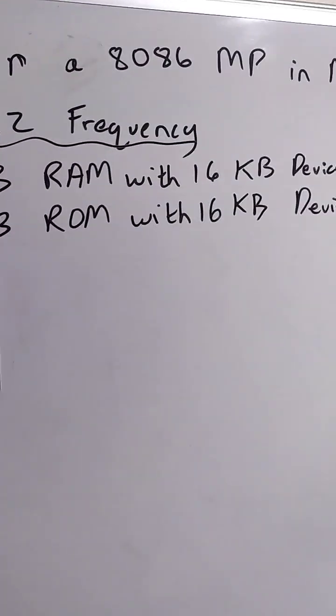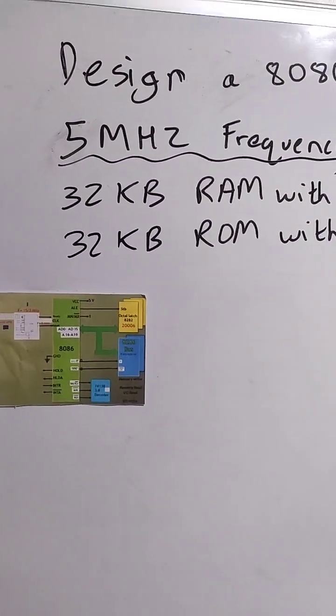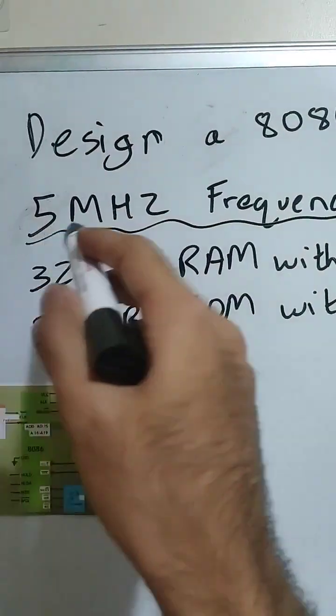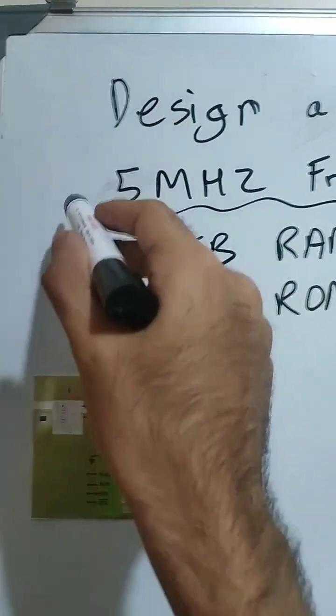Yeah. So this is a question on memory interfacing. I'm just doing one of these, but yeah. So we need to design an 8086 microprocessor in minimum mode. Okay, it should have 5 megahertz operating frequency.